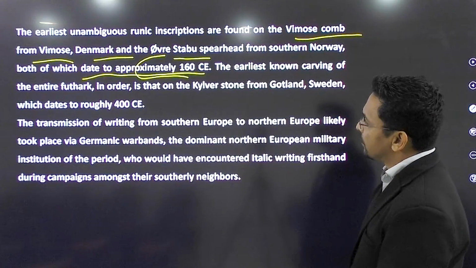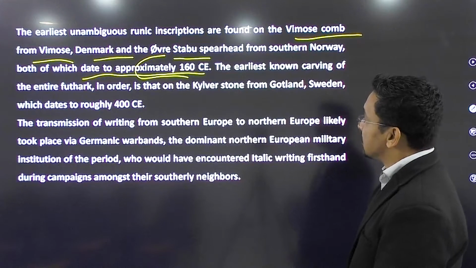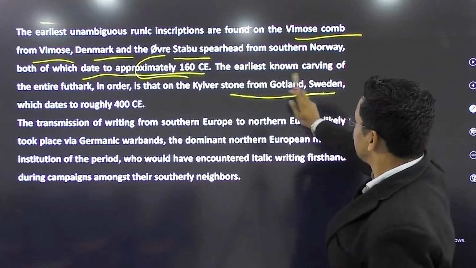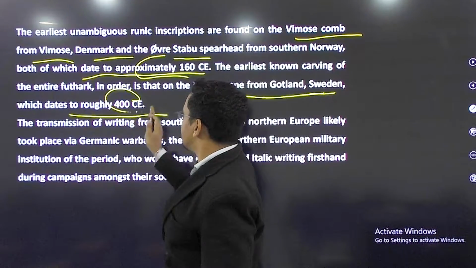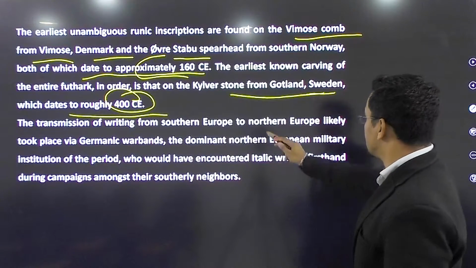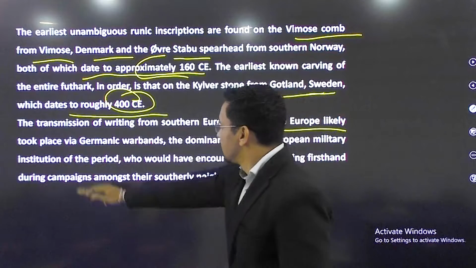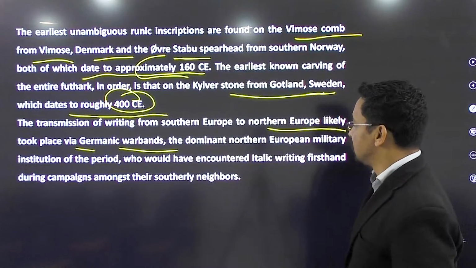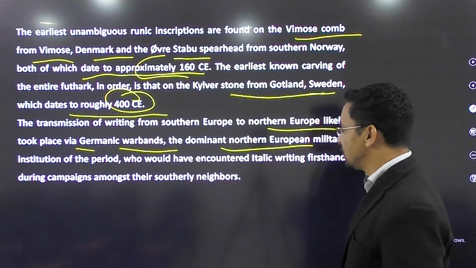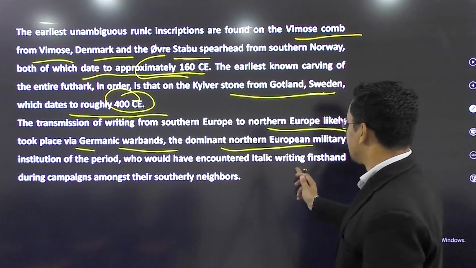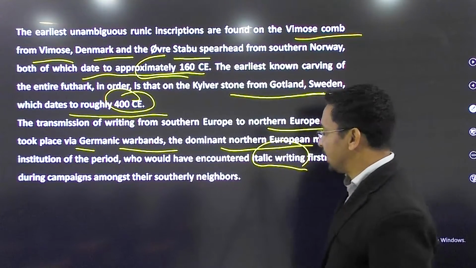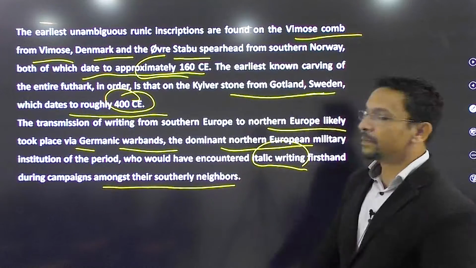The earliest known carving of the entire futhark is that on the Kylver stone. That was a runic carving, this one is of the whole futhark. Roughly this is its date. A transmission of writing from southern Europe to northern Europe likely took place via Germanic warbands, the dominant northern European military institution of the period, who would have encountered Italic firsthand during campaigns amongst their southerly neighbors.